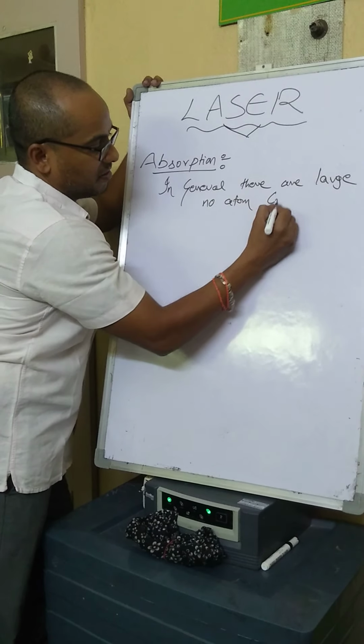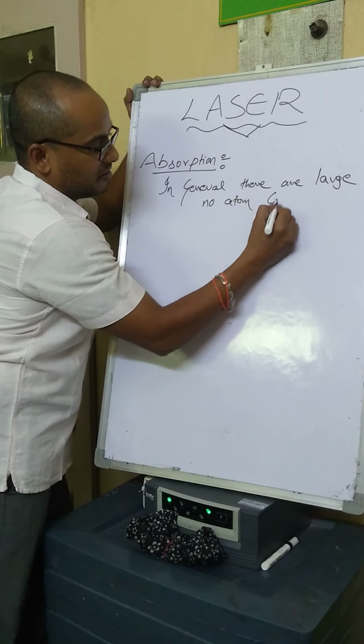This is a photon, this is a photon. These photons will be absorbed by the ground level atoms. And as a result, as their energy is extra, the atoms will be excited to a higher energy level. So this is the process.